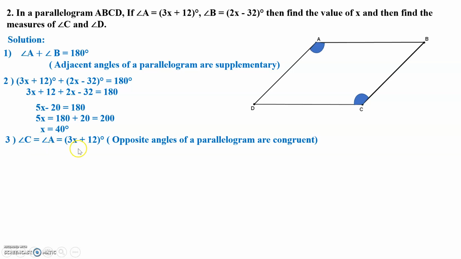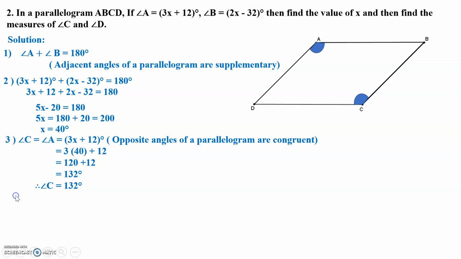Angle C will be equal to angle A, equal to 3x plus 12 degrees. That is, opposite angles of a parallelogram are congruent. Now let us substitute the value of x in the next step. So we get 3 into 40 plus 12, which is equal to 120 plus 12, equal to 132 degrees. So we get the value of angle C as 132.